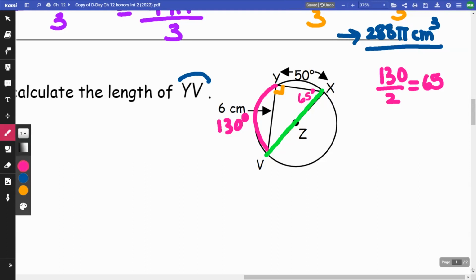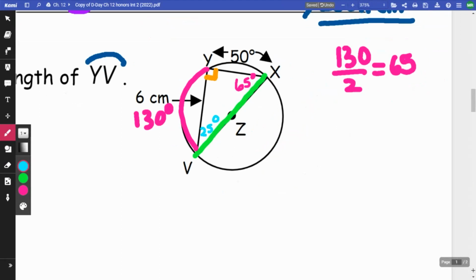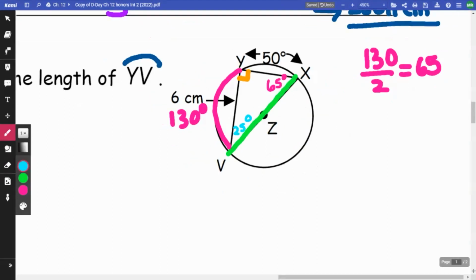And this angle over here is going to be half of this, which is 50 degrees. So half of 50, this one right here is going to be 25 degrees. Okay, so that's kind of what's going on in this triangle. Now, I need to figure out that green diameter, so I can figure out the area of my circle.